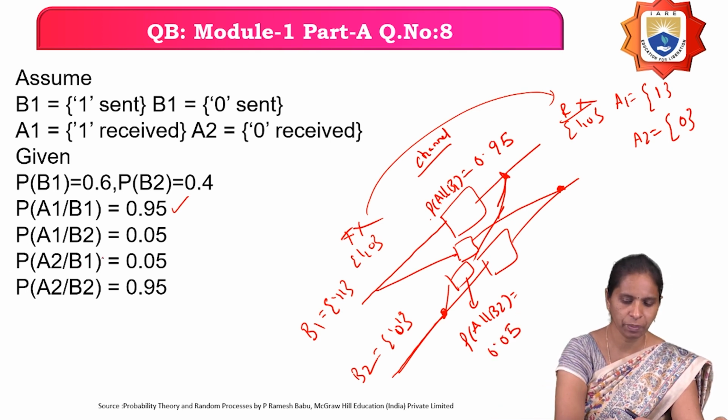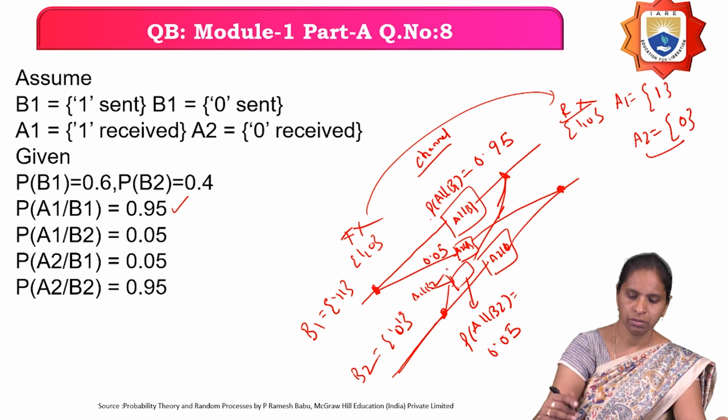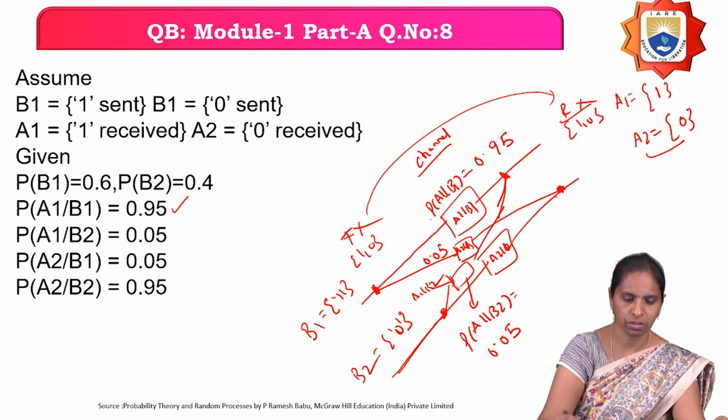And P of A2 by B1. What does it mean? The probability that A2, nothing but receiving 0, but the transmitted symbol is 1. What is that probability here? 0.05. This is A1 by B1. This is nothing but A2 by B2. And this is nothing but A2 by B1, and this is nothing but A1 by B2, so the value equals 0.05.